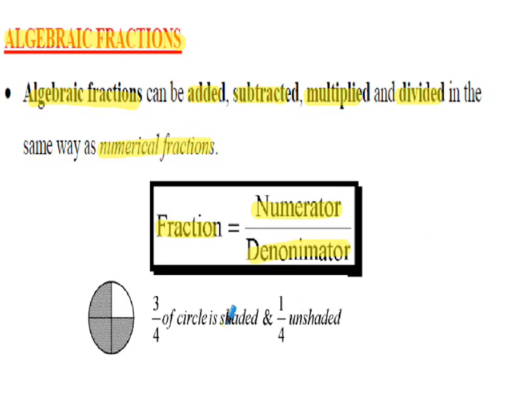The example below, for the shaded number of parts in the circle, this is 3 upon 4, numerator is 3 and denominator is 4.